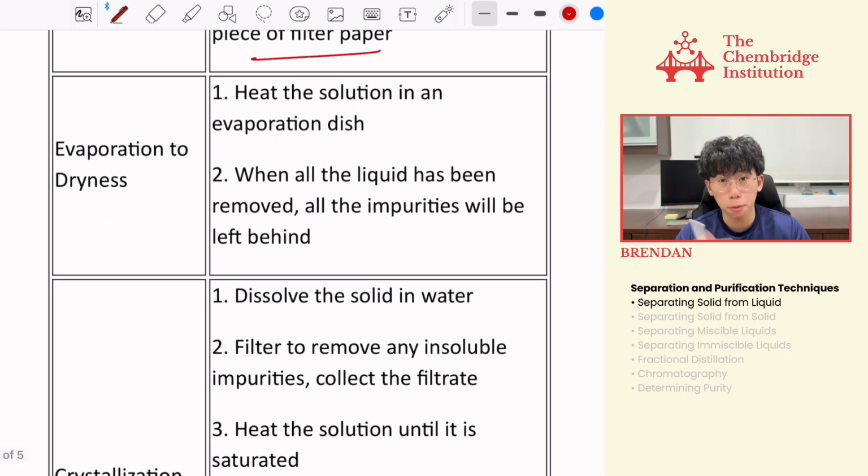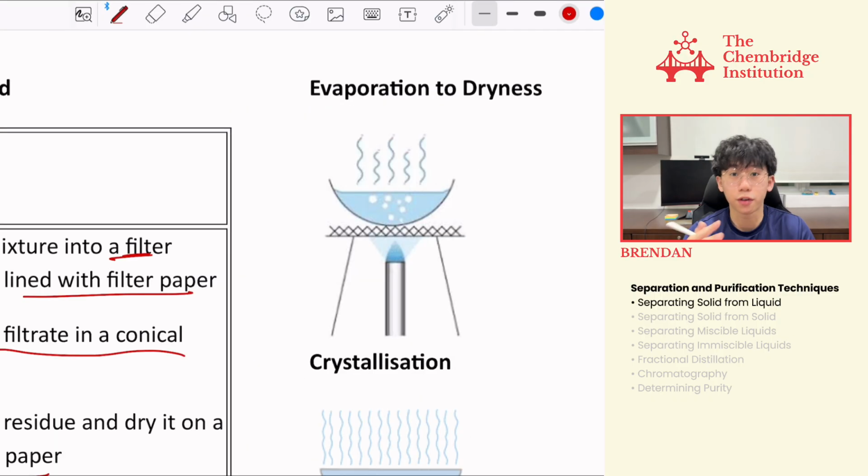Another way is to do evaporation to dryness. You can heat the solution in an evaporating dish and then remove all the liquid through evaporation. You're basically boiling it all away, and you're leaving whatever impurities or solids were inside the liquid itself. So for example, over here, this is exactly how evaporation to dryness works. You usually use a crucible and a Bunsen burner, and you will heat all the liquid out.